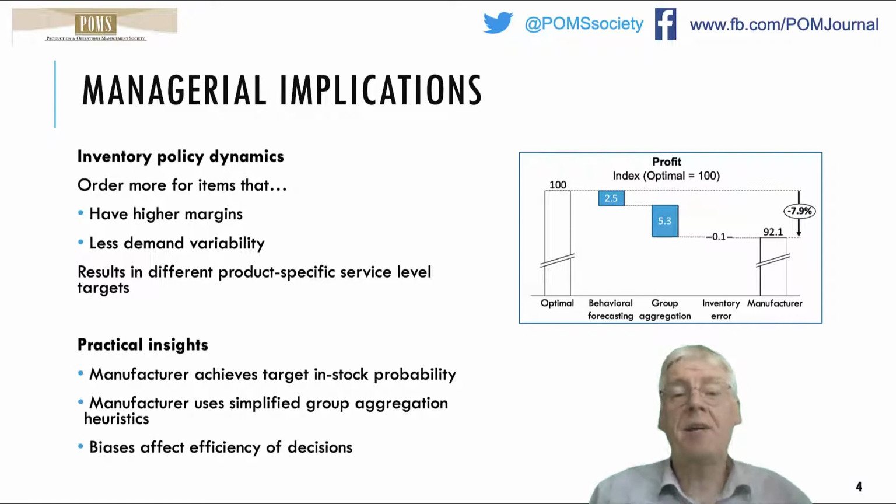This is primarily caused by a too simplified group aggregation heuristic used, where different targets are split between make and buy products, and in particular by differentiating into more groups, like in an ABC classification, we would be able to order more from products with higher margins or lower variability and achieve considerable profit improvements.